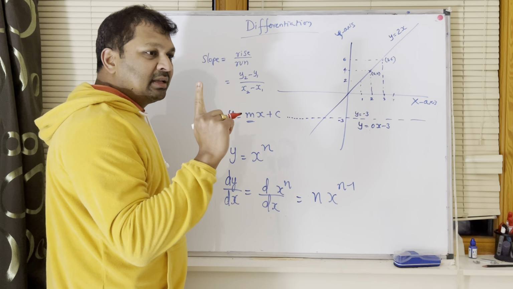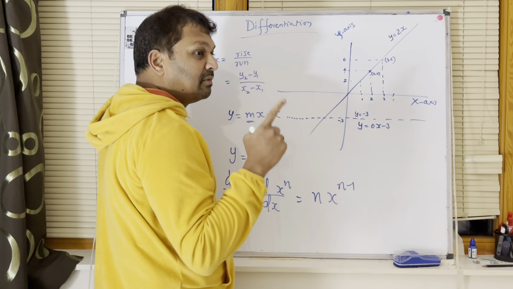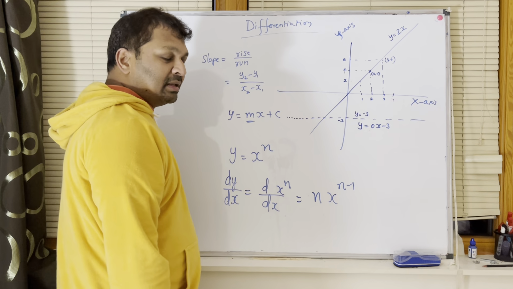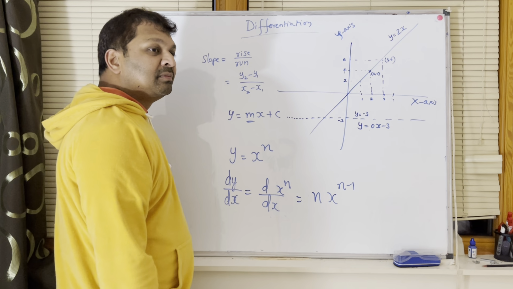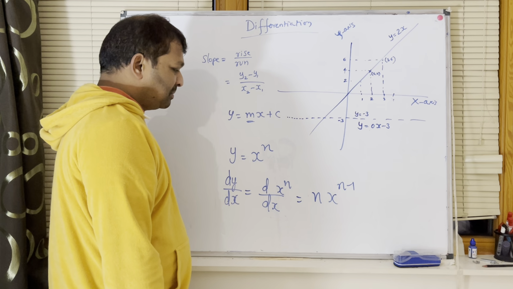If the power is 3, what will be the power after differentiation? 2. If the power is 0, what will it be? Minus 1. If the power is minus 3? Minus 4. Okay, that's important.